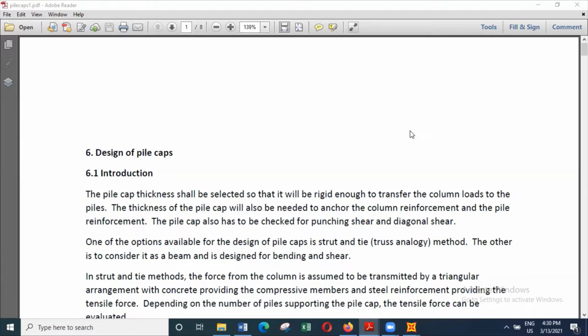In most cases, we support the loads by using a pile cap, which will be able to transfer the loads onto the piles. So the pile cap should be rigid enough to transfer the column loads. And also, we need to have sufficient space for anchoring the pile reinforcement within the pile cap. And we are also starting the column bars within the pile cap. So there should be sufficient space for anchoring and accommodating all this reinforcement.